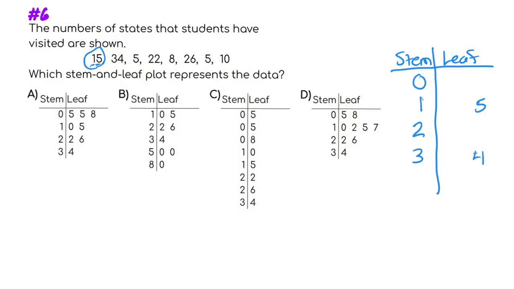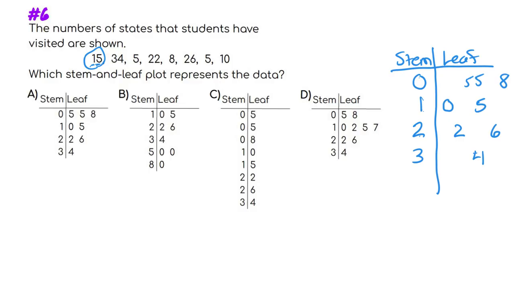5, again, would be 0, 5. Then 22, you got a 2 stem with a 2 leaf. 8 would be 0, 8. 26 would be 2 stem and 6 leaf. 5 would be 0, 5. And 10 would be 1 and 0. And so now I check to see which answer choice matches what I have.